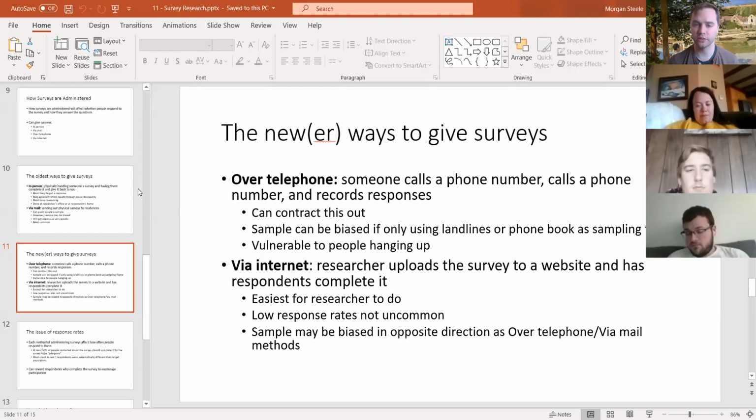All right, so some newer methods or new-ish ways to get survey data, one of the more common ones is over the telephone. So someone calls a telephone number and records people's responses. One of the key benefits of this is you can contract this out. There are companies out there who do this as their entire job, like call centers, customer service call centers. One of the key vulnerabilities, though, is it can be very, very biased if you're using something like a landline or a phone book as your sampling frame, the list of participants.